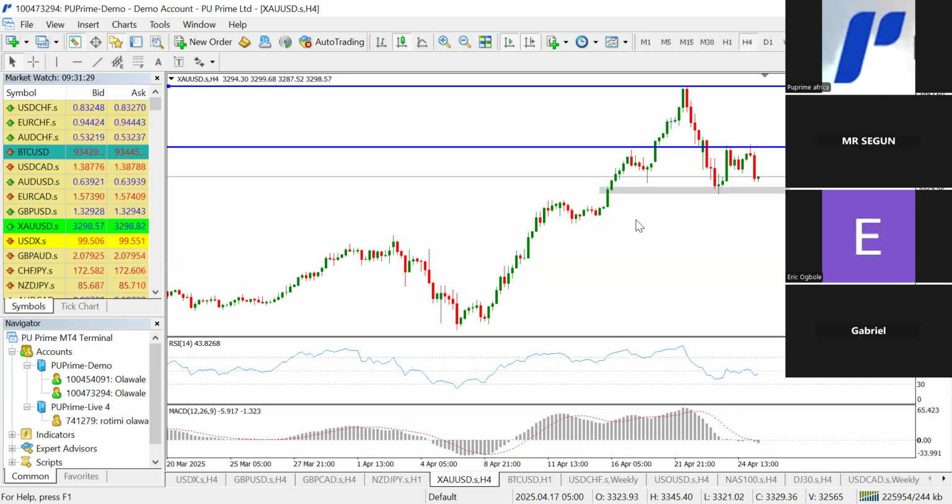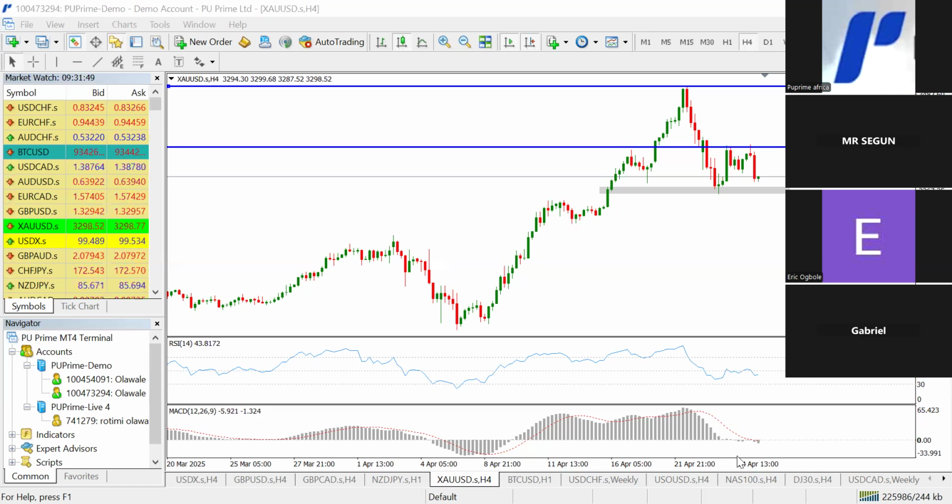So we're bearish on gold on 4 hour, we're bearish on GBP CAD on 4 hour, we're bearish on GBP USD on 4 hour, and we are bearish on NZD JPY on 1 hour, and we're bearish on BTC USD on the hour. All right, so that's going to be all from my end this morning.